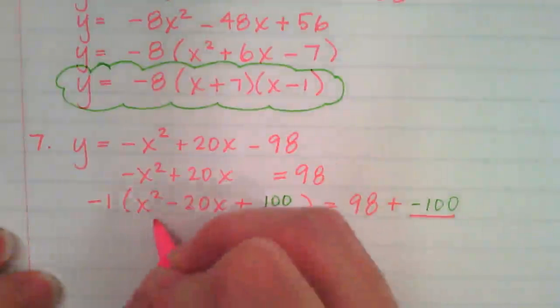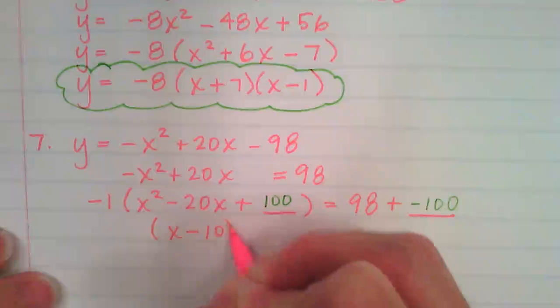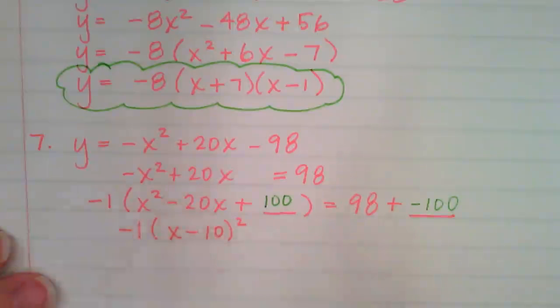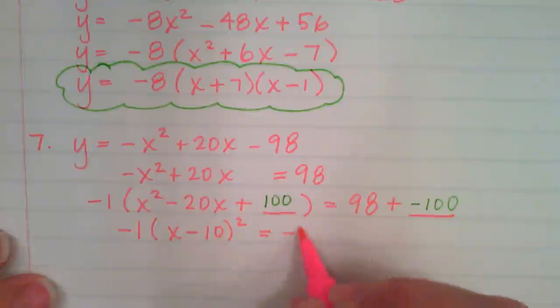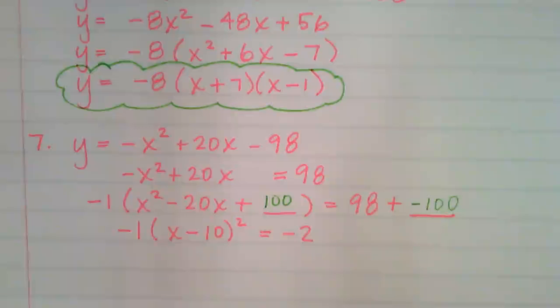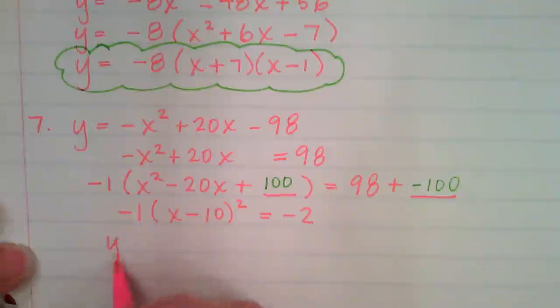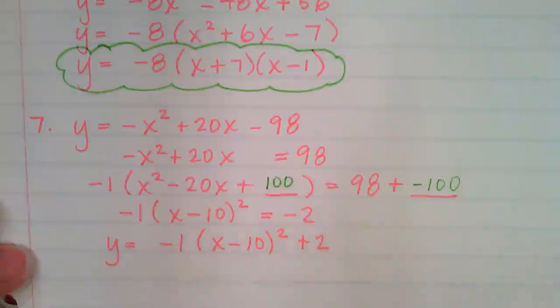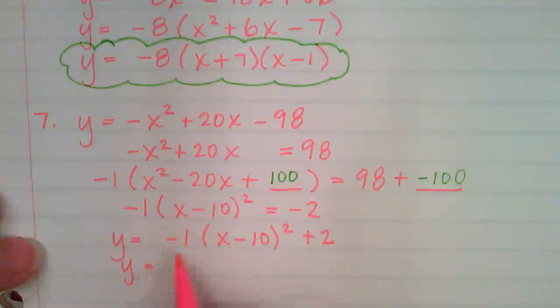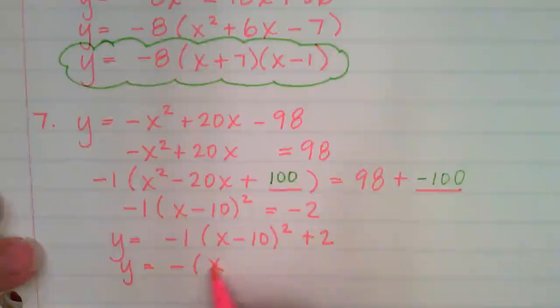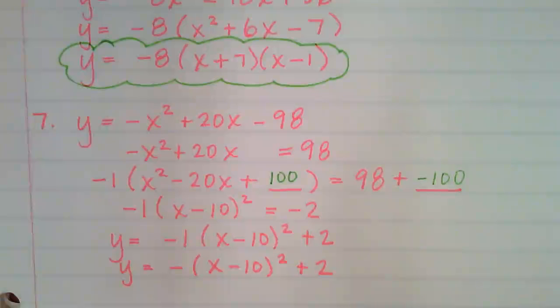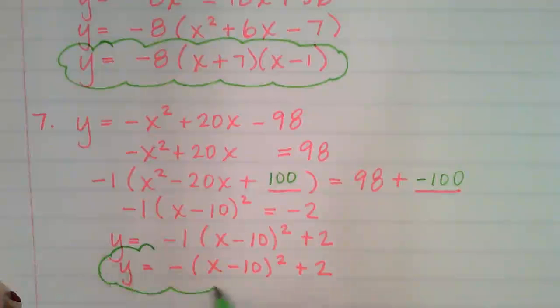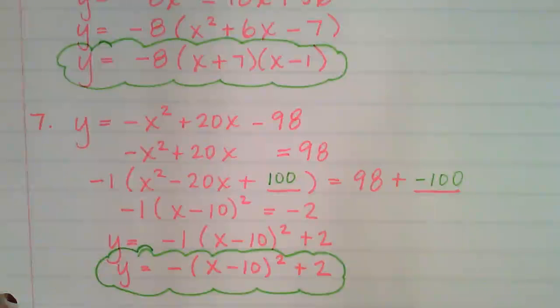So now we can factor this down to be x minus 10 squared. Still have the -1 outside. On the right side, it adds up to -2. So the last thing we need to do to get vertex form is to bring that -2 back to the left side. And of course, we don't need to write the -1, so we could just have negative and then x minus 10 squared plus 2. So now we have vertex form. So that one went from standard form to vertex form.